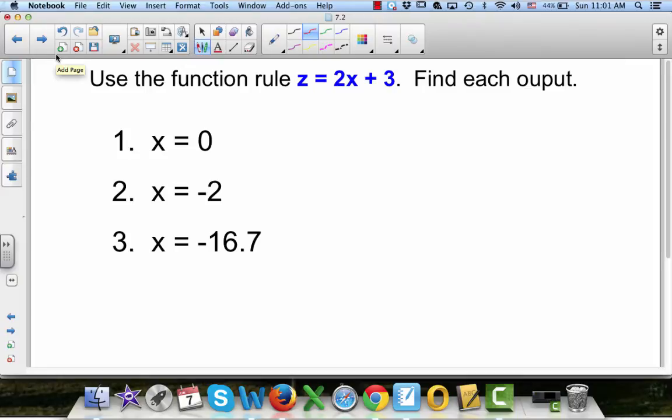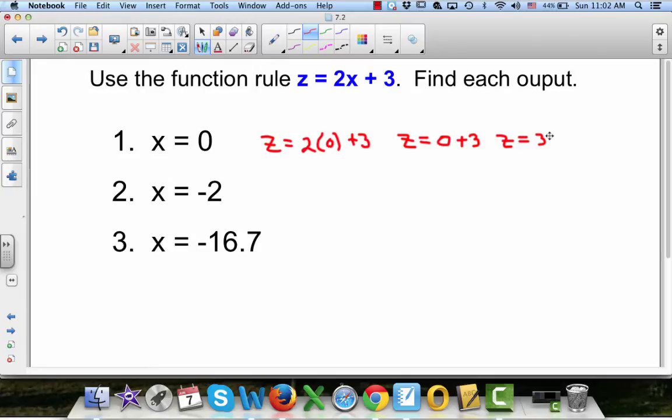Alright, I'm giving you a function rule of z equals 2x plus 3. And what you need to do is find each output. Now, sometimes these things seem a little bit more complicated than they are. But all it wants you to do is take z, and you put the 2, and instead of x, you're going to put 0. And then finish writing the function rule, and that will be z. I should put that there, shouldn't I? Equals 2 times 0 is 0 plus 3, z equals 3.